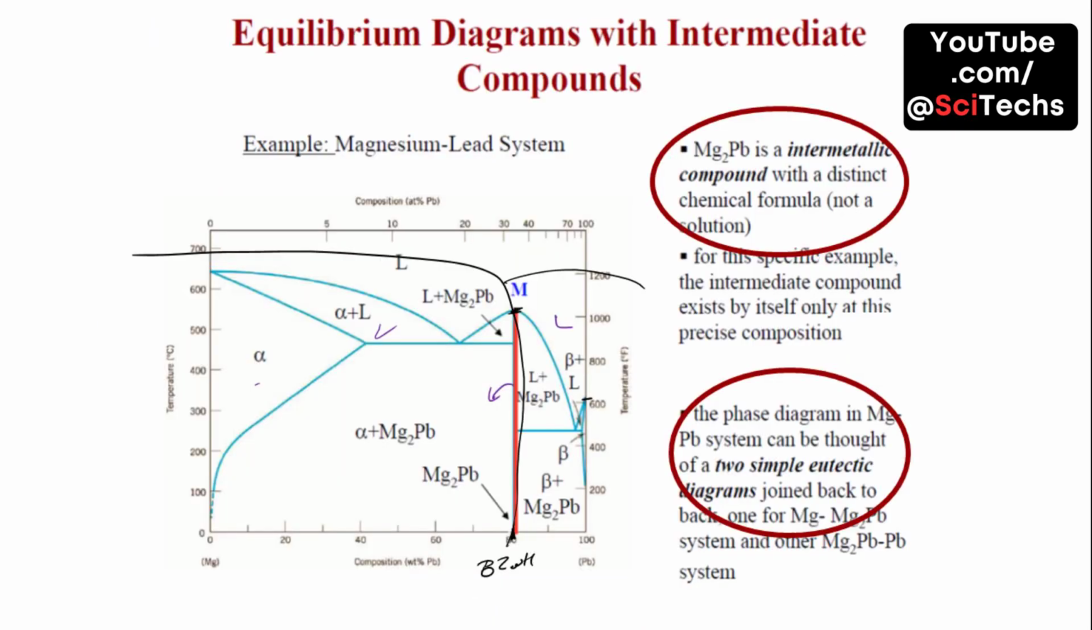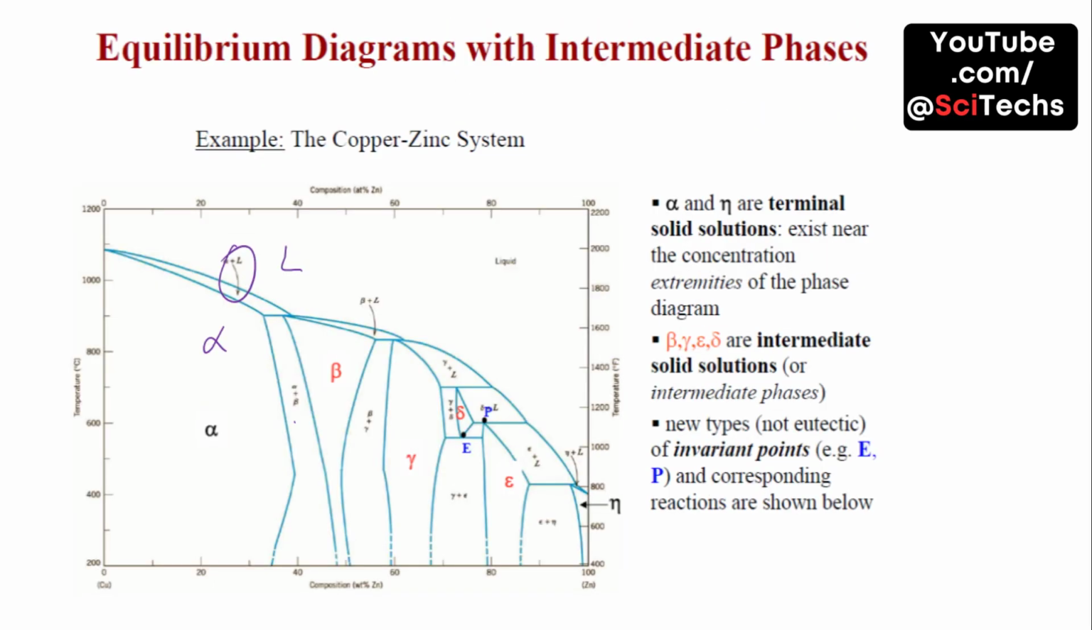Equilibrium diagrams with intermediate compounds, such as the magnesium-lead system, show distinct chemical formulas. These diagrams help us understand the phase relationships and the formation of intermediate compounds. In the copper-zinc system, equilibrium diagrams with intermediate phases reveal terminal and intermediate solid solutions. These diagrams highlight the formation of invariant points and the reactions involved.